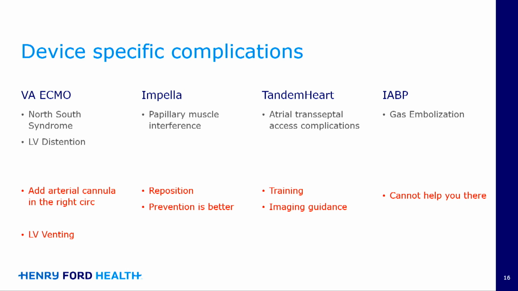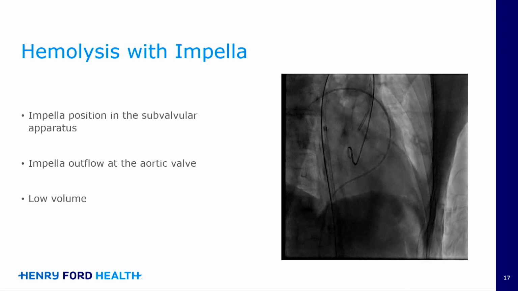These are some of the device-specific complications. ECMO, north-south syndrome, you need to know how to treat that. You can add an arterial outflow cannula on the right side. LV venting. Impella, papillary muscle interference: reposition, and prevention is better. I'll show you the picture later of how I prevent that. TandemHeart, you really need to train on transseptal puncture and imaging guidance. Balloon pump, gas embolization: if that happens, I cannot help you there. I don't know how to treat it.